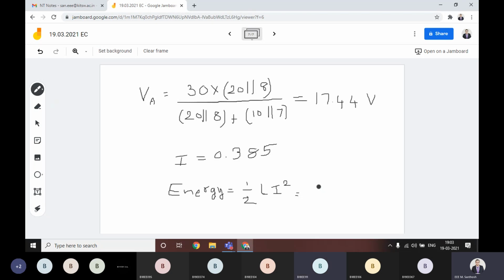How much is the value, sir? 0.74 microjoules. Microjoules, sir. Okay. That's what, 73.9. You check with it. Microjoules. You're getting this value?